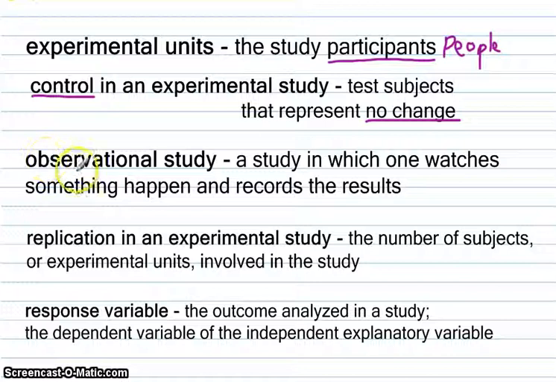Observational study, this is a study where you just watch what happens. You watch it and you record. You do not interact, you do not change anything. We just watch. Now, replication is something we generally don't talk about because generally it's just we're trying to duplicate results we've already seen before. So for our case, we generally do not talk about replication.